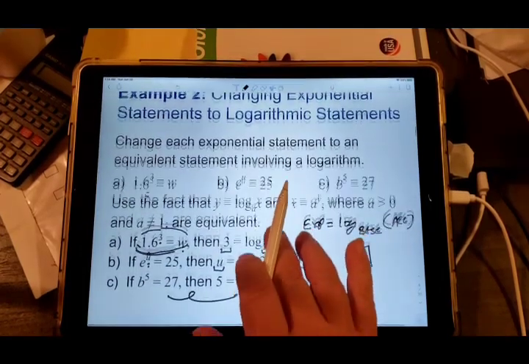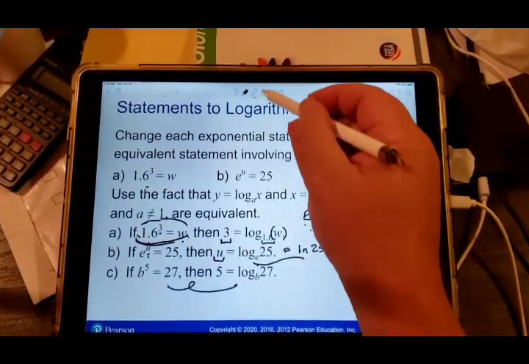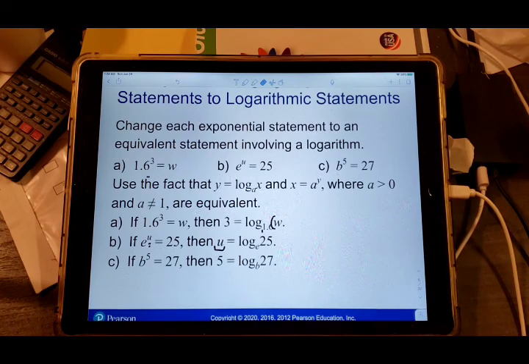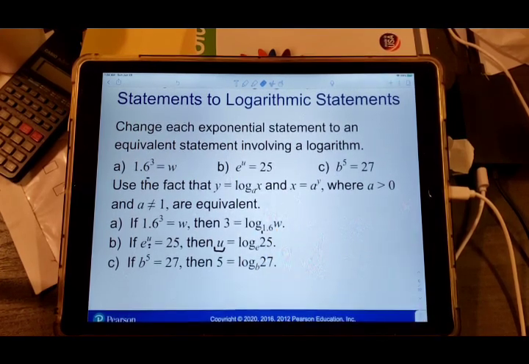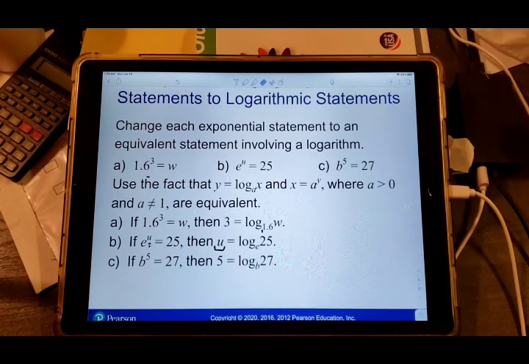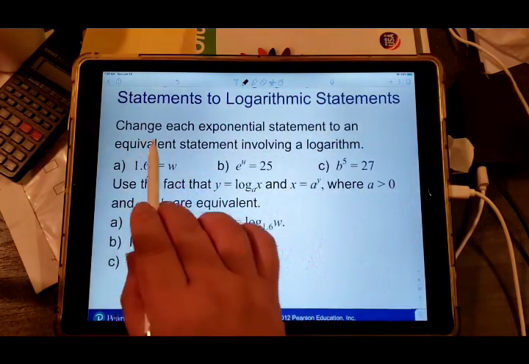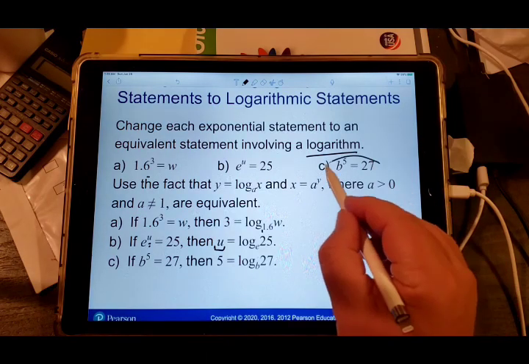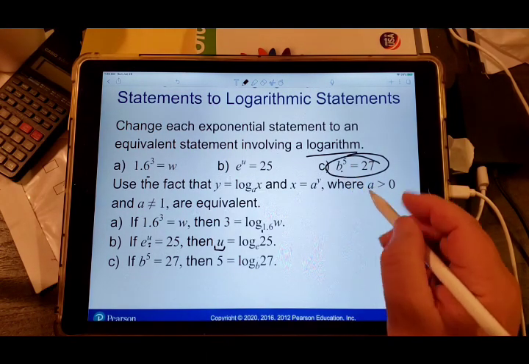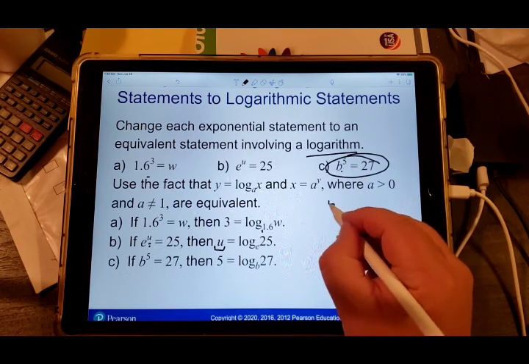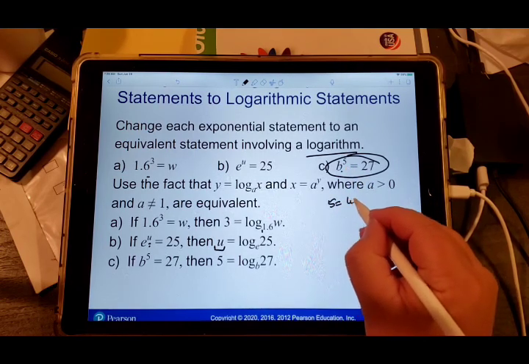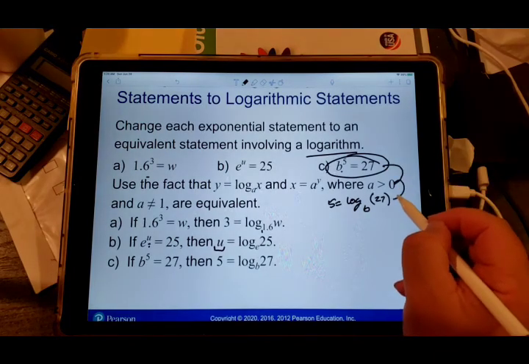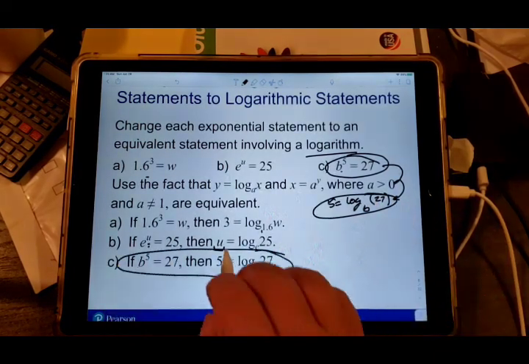All right, so let's just get through what they're trying to do here. What they're trying to do from here on out on this page is just rewriting, because you're told to. Change each exponent statement to an equivalent statement involving logarithms, meaning you're given the exponent equation. B is the base. 5 is the, I guess, answer. Log base B, and 27 is the argument. So you can take this, scramble it, and get that. That's what they're doing on all of these.